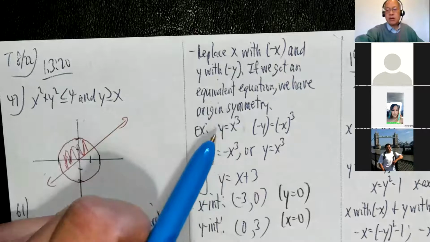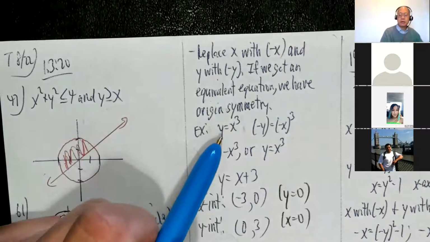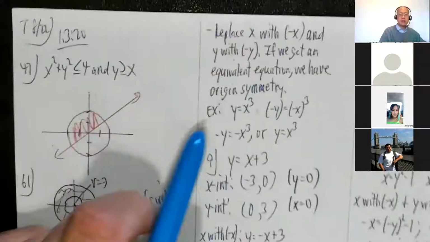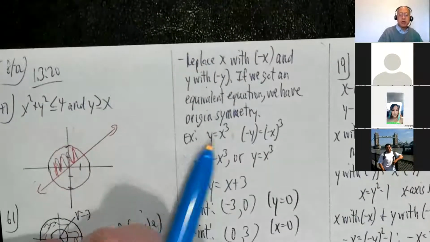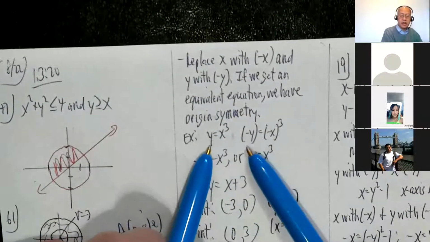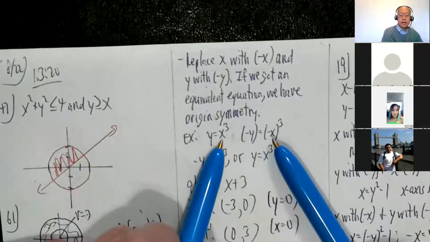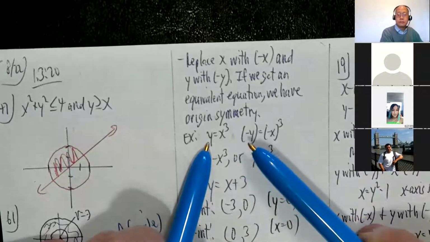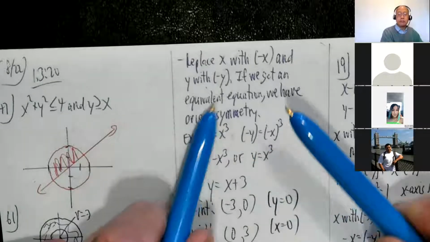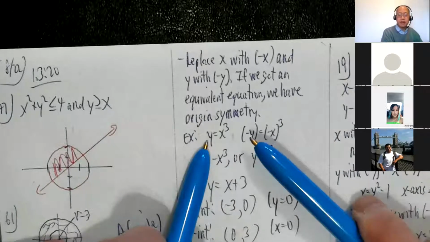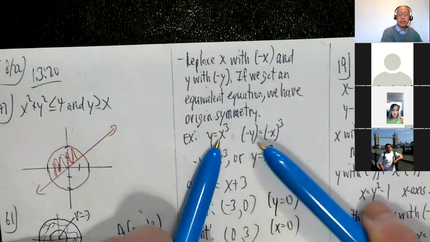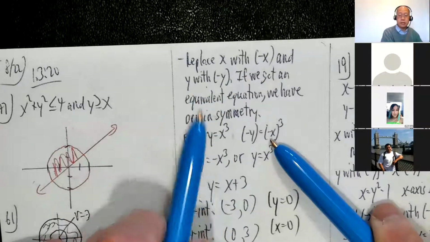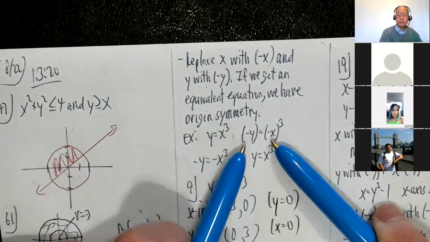Let me show you how that works here with y equals x cubed. Y equals x cubed has origin symmetry. So change y to negative y. Let me go through the process. Change y to negative y, and change x to negative x. That's what this algorithm says. Now clean it up.